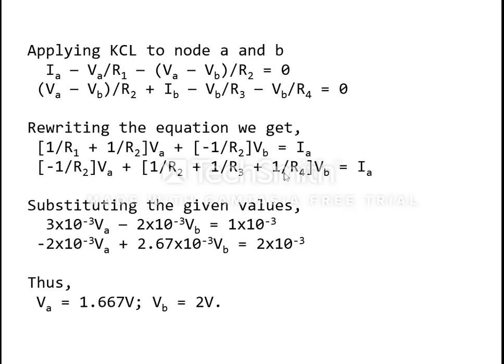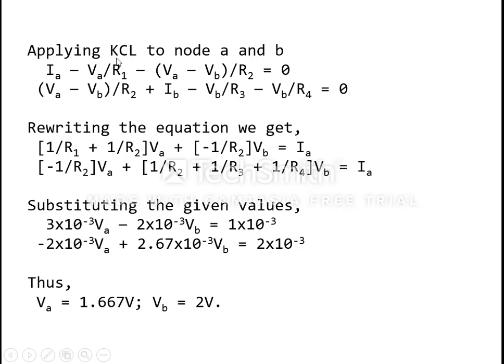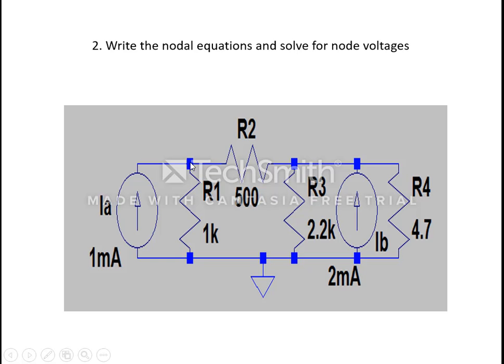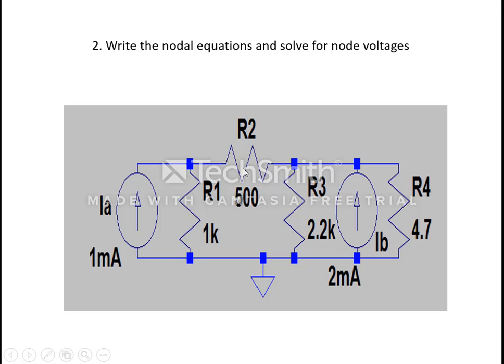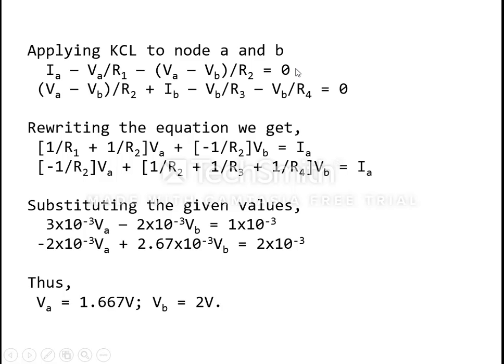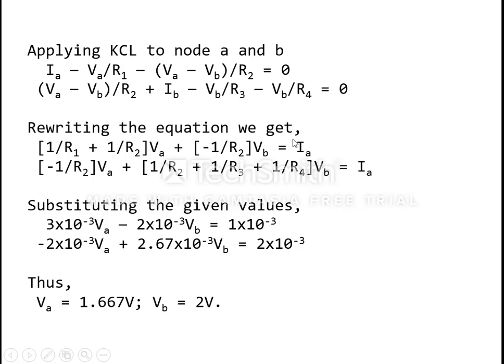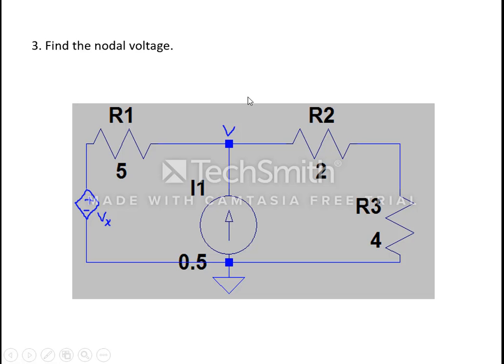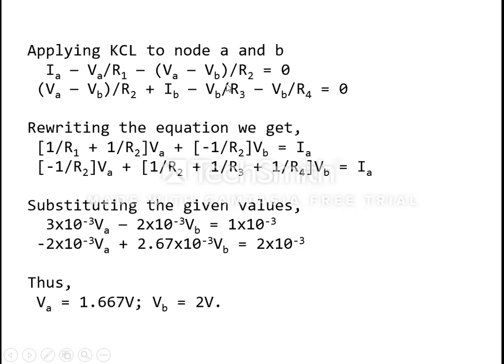Applying KCL to node A and node B, we're taking this as IA, so IA minus VA by R1 minus (VA minus VB) by R2 is equal to 0. And for node B, again (VA minus VB) by R2 plus IB, this current, minus VB by R3 and minus VB by R4, and you get these two equations.